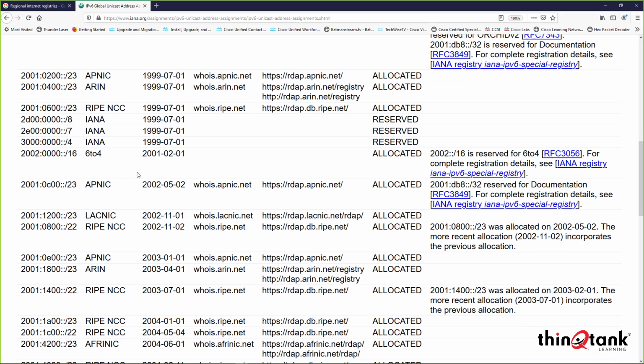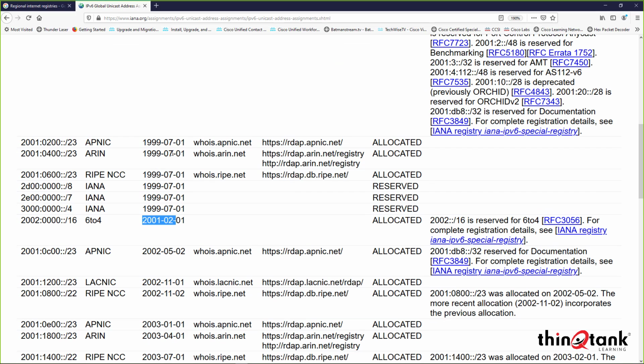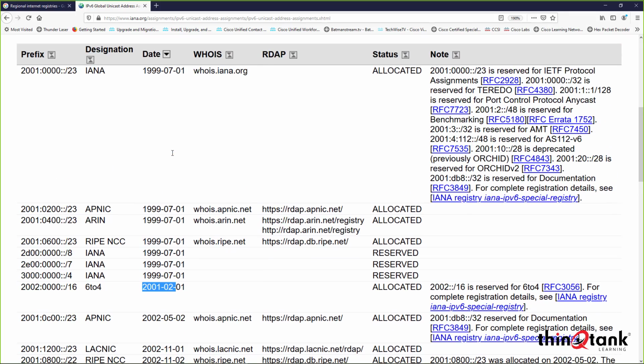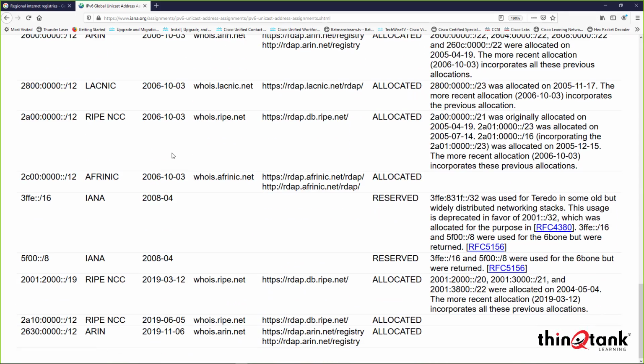That was IANA, but actually on July 1st of 1999, Asia Pacific got a prefix, ARIN got a prefix, RIPE got a prefix. We came up with some 6-to-4 tunneling in 2001. So IPv6 has been around for a while, okay? When was the last prefix assigned? November 6th of 2019 was the last time that a global v6 prefix was allocated.